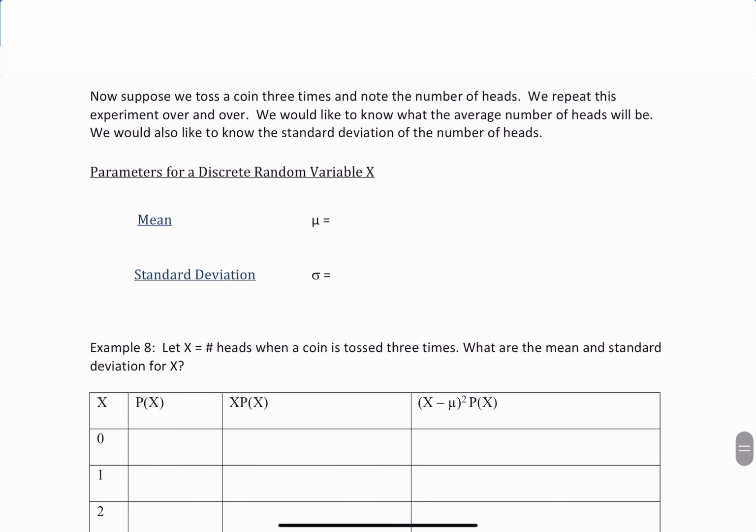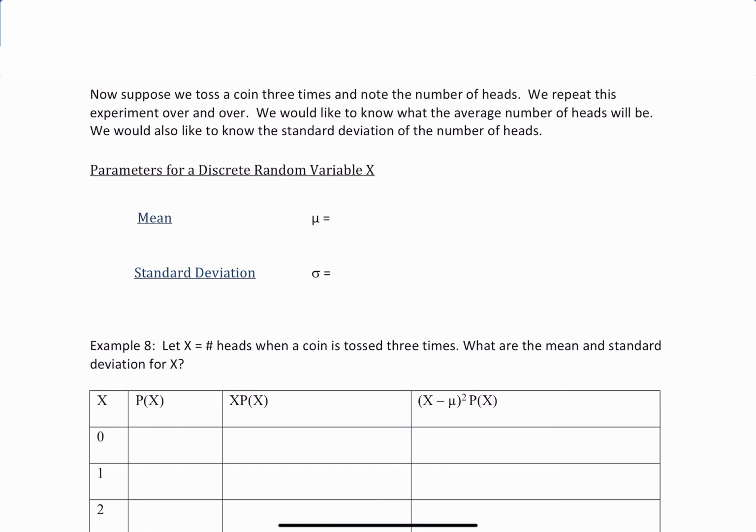Now let's suppose we toss a coin 3 times, note the number of heads, then we perform that experiment again. In other words, we toss our coin 3 times again and note the number of heads. And we do this over and over and over. We'd like to be able to calculate what the average number of heads will be. And we'd also like to be able to know the standard deviation of that number of heads. There's a formula for this that tells us how to get the average number of heads, in fact, how to get the average of any random variable x. And that is, we take the individual x values, we multiply each one by its probability, and then we add up those numbers.